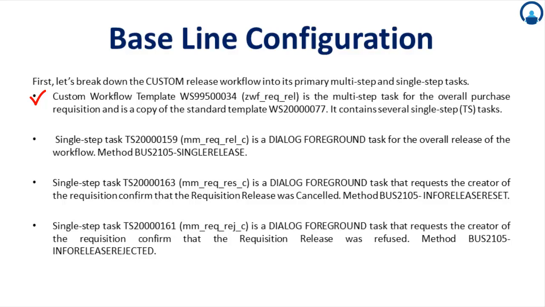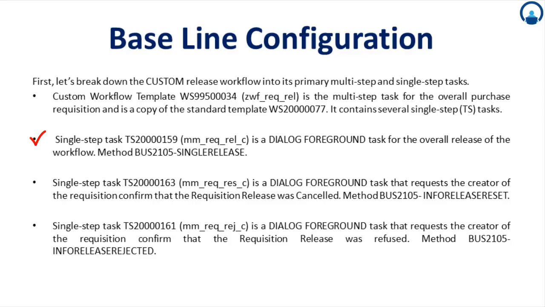So first we'll see about a custom workflow template, which is WS9950034. Now this is a multi-step task for the overall purchase requisition, which is ZWF_REQUISITION_RELEASE, and is a copy of the standard template, which is WS2000077. And here it contains several single step tasks. So this was the first custom workflow template regarding purchase requisition.